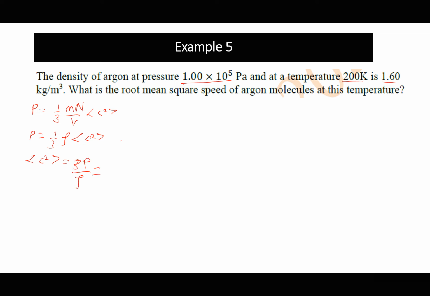We substitute 3 times 1.00 times 10 power 5 pascals divided by the density, which is 1.6. Pressing the calculator.